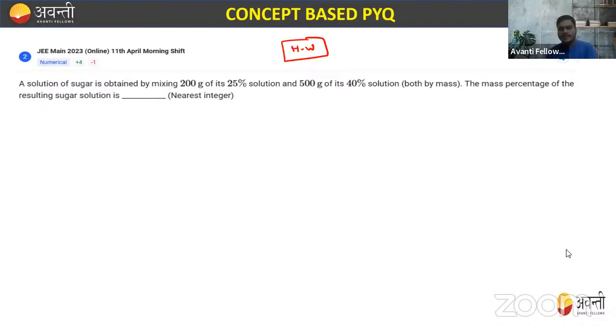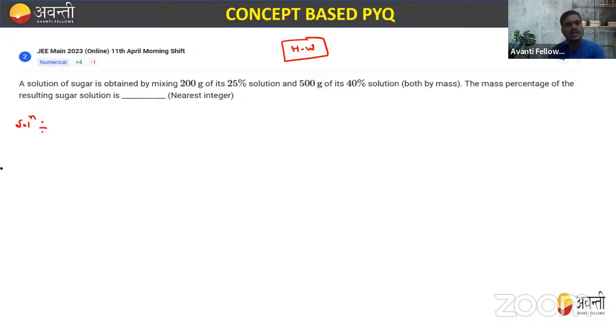So a solution of sugar is obtained by mixing 200 gram of its 25% solution and 500 gram of its 40% solution, both by mass. Now the mass percentage of the resulting sugar solution is, so you have to find the mass percentage of the resulting sugar solution. So we have two cases in this. Which two cases are here? Quickly see.